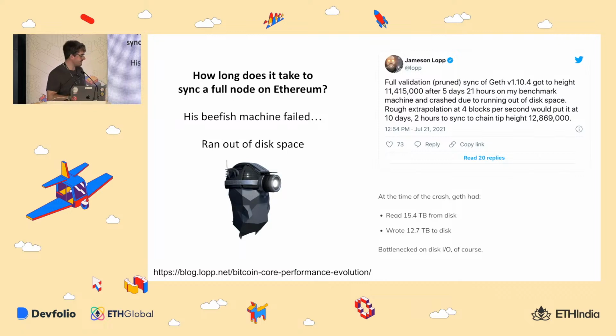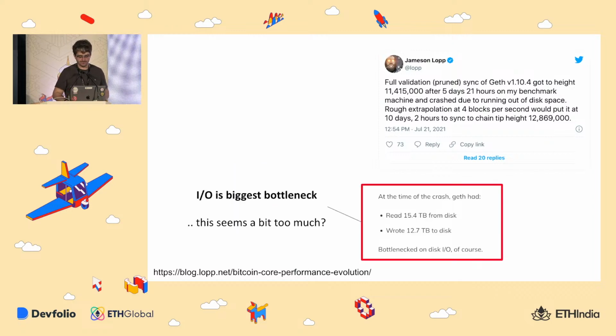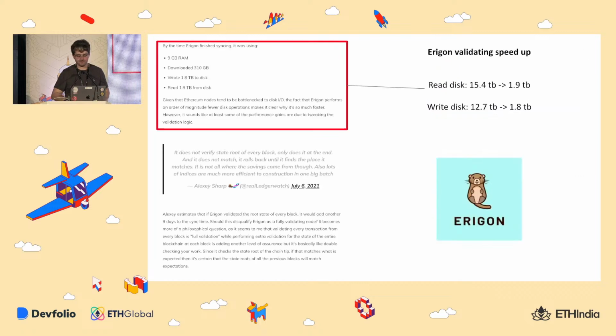But the most interesting part of this is that at the time of the crash, Go Ethereum had 15 terabytes reading from disk and 12 terabytes writing to disk. And as you're going to see, the database isn't that big. The database is like 600 gigabytes. So why are there so many I/O operations? Seems a bit much. And actually what he worked out was that executing transactions is not the bottleneck, it's I/O, reading and writing to the database itself. That's the bottleneck in Ethereum today.